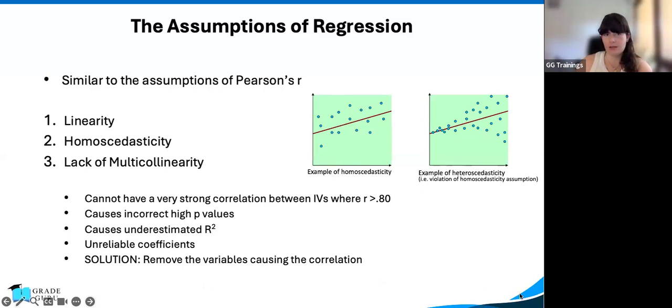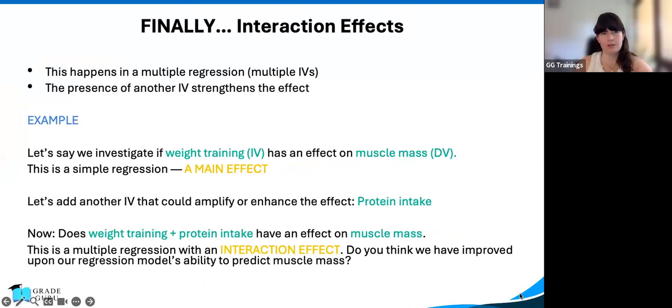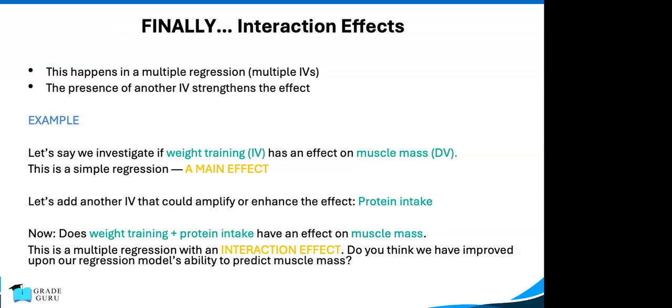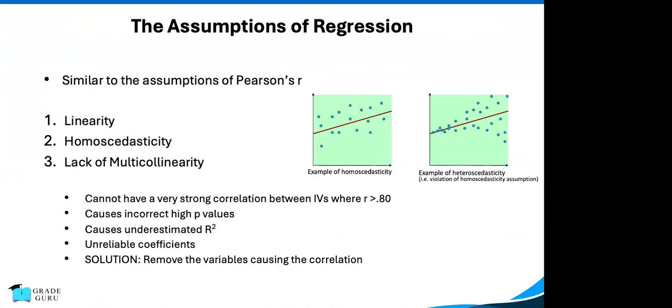And yeah, I think that might be, oh no, one more thing. Finally, interaction effects. So this happens only in a multiple regression when you have multiple independent variables. And basically the presence of another independent variable. Yes, I see your hand. Laura, what's up? Can you just go back one slide because I didn't have enough time to it.